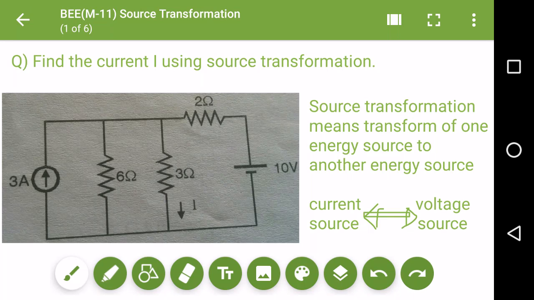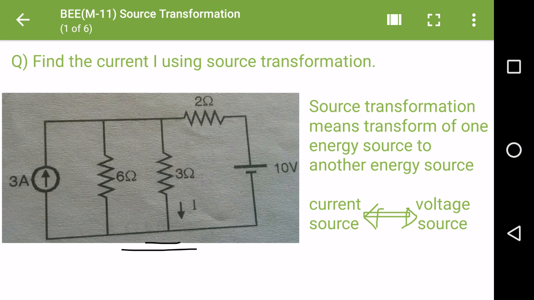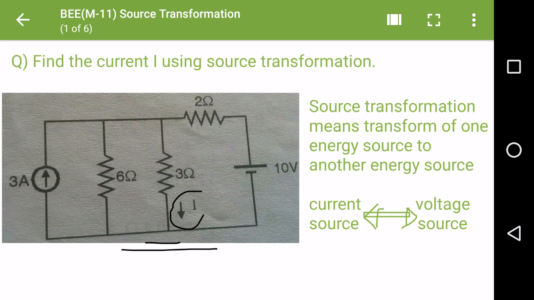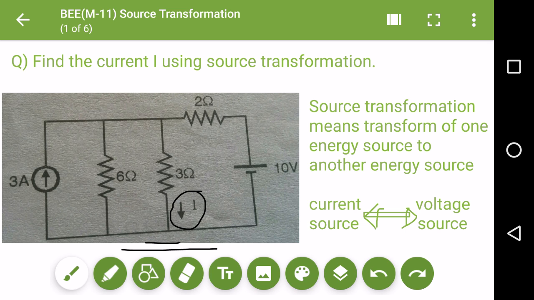Today we're going to see the problem which was asked in your examination in May 2011: find the current I using source transformation, and the circuit is given below here. So this is my circuit, and I want to find this current I through this branch by using the source transformation technique.